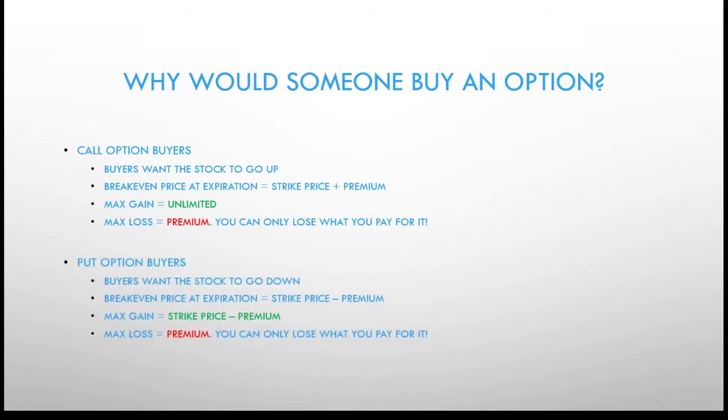More specifically, you want it to go down more than the strike price minus the premium, which is going to be your break-even price at expiration. Your max gain on a put option, since a stock can technically go to zero, is going to be the strike price minus the premium that you paid for it. And as always, for option buys, the max loss is always only the premium that you pay. So you know going in how much you can lose.